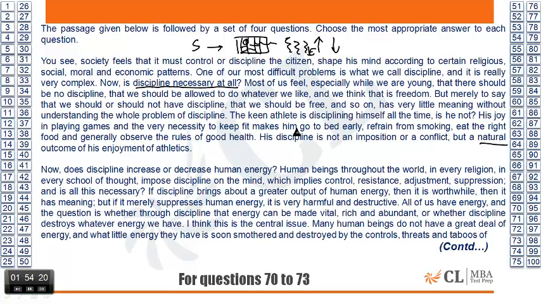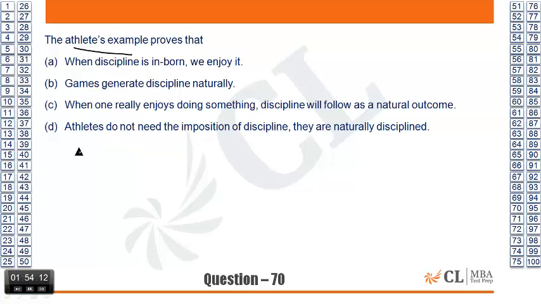So I think that he wants to say this, no? Athletics, a natural outcome. Let's see which option. When discipline is inborn, we enjoy it. Inborn? Not sure of this. Games generally discipline naturally. You enjoy a game. When one really enjoys doing something, discipline will follow as a natural outcome. I think this is 100% true. Athletes do not need imposed discipline; they are naturally disciplined. This C is perfect.